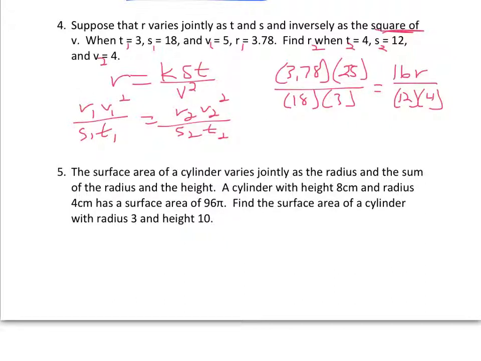You can do this obviously all on your calculator. Anything you can cancel out, I usually do. So I'm going to cancel this 4 out and make it a 4 on top, and then cancel that 4 out and make it a 3 on bottom. Just makes it nice and easy for us. On the left side, you can actually work this out: 3.78 times 25 divided by 18 divided by 3, and you get 1.75. So 1.75 equals r over 3. Multiply by 3, and r equals 5.25.